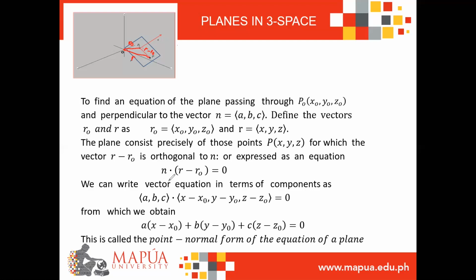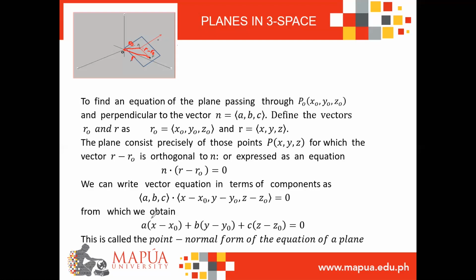So with that, we can now write the vector equation in terms of components as for vector n, whose components we have as a, b, c, dot product with the vector R minus R sub 0. So R minus R sub 0 will be the components of your vector R x, y, z minus the components of your vector R sub 0. So this will give us x minus x sub 0, y minus y sub 0, then z minus z sub 0 equals 0.